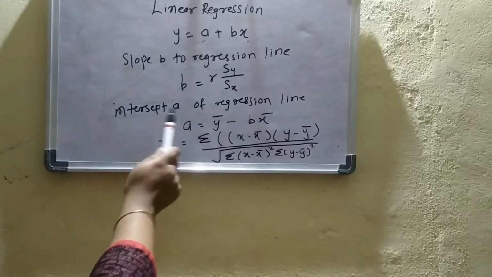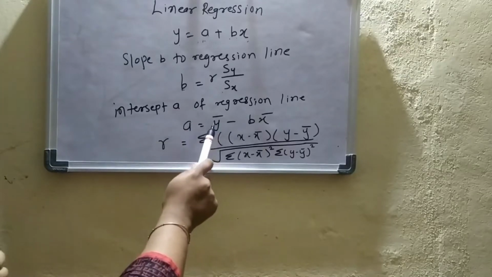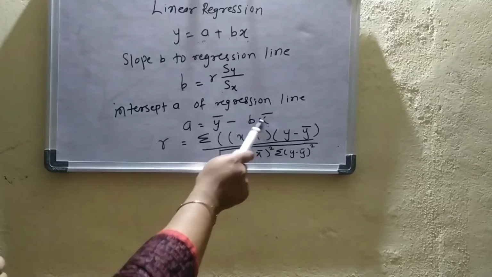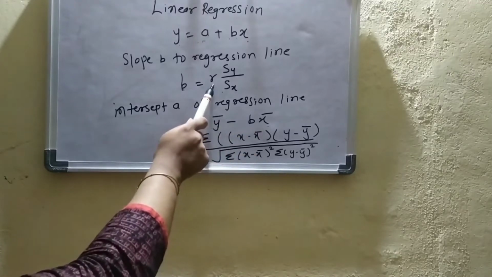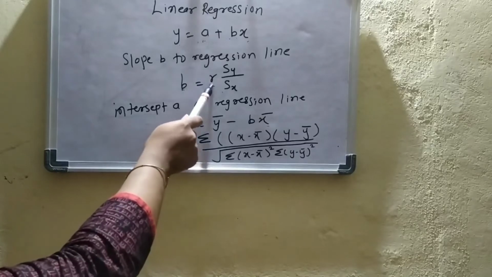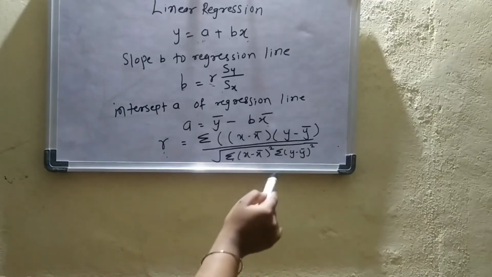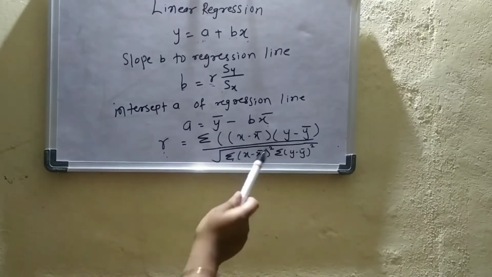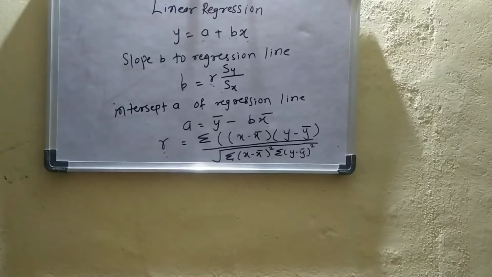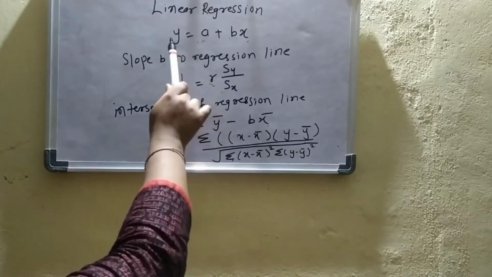Next is the intercept of the regression line, a, which is a is equal to y bar minus b x bar. Here y bar and x bar are the mean values. The formula for the correlation coefficient r is the summation of x minus x bar into y minus y bar, divided by the square root of summation of x minus x bar whole square into summation of y minus y bar whole square. How to calculate r, a numerical example I have already demonstrated. The link to that I will be providing.